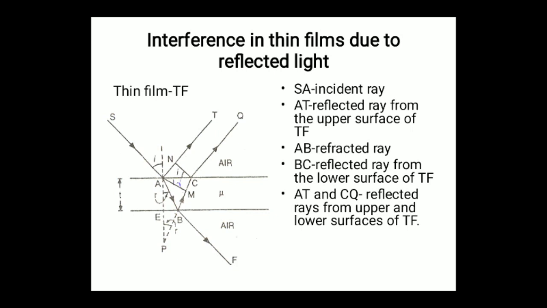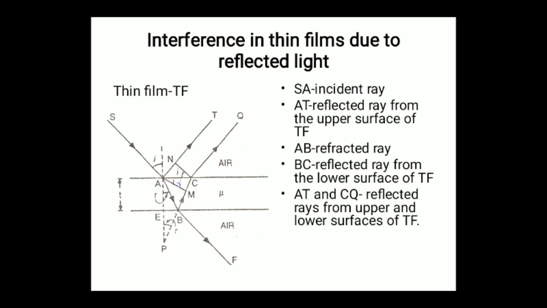Let me discuss the theory of interference due to reflected light in thin films. Here we consider a film of thickness t of refractive index mu. In the diagram, SA is the incident wave, AT is the reflected wave from the upper surface of the thin film, AB is the refracted wave, BC is the reflected wave from the lower surface of the thin film, AT and CQ are the two reflected waves from the upper and lower surfaces of the thin film.